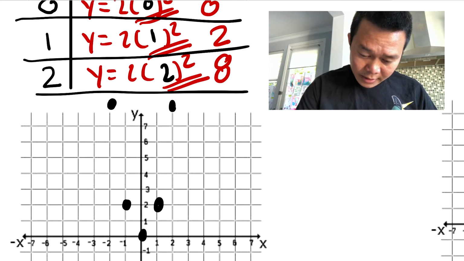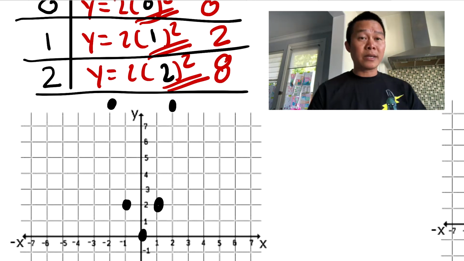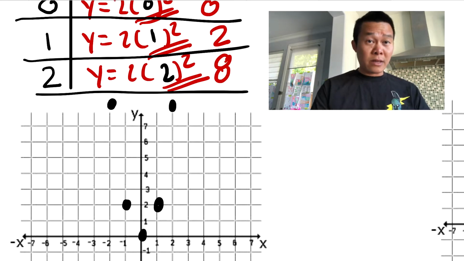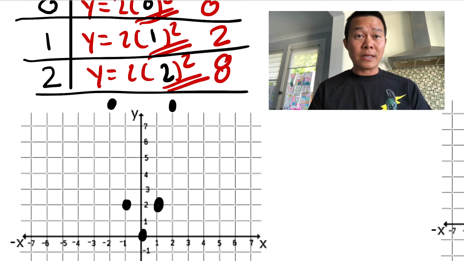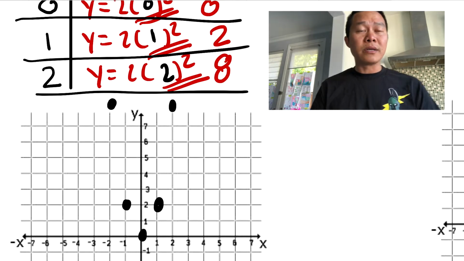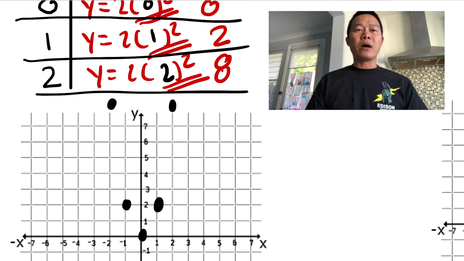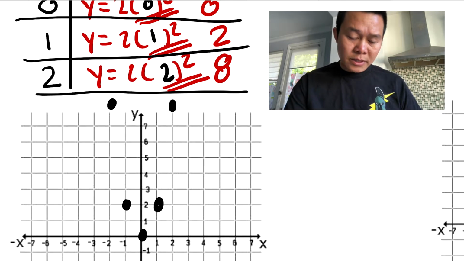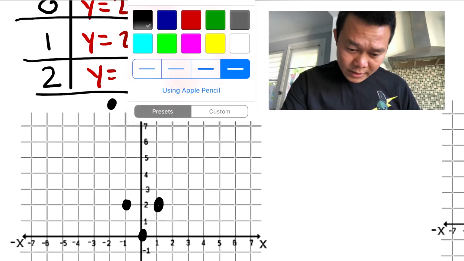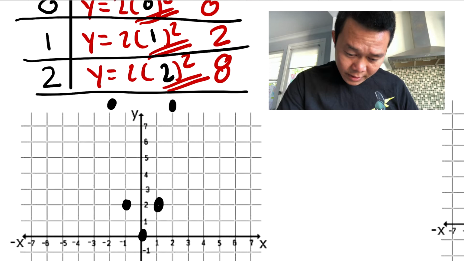Now if you look at the dots that we plotted, it doesn't look like it falls on a straight line. In fact, it doesn't, right? It looks like the letter V, or kind of like the letter U, but it's actually a shape that we call a parabola. All right, so what we're going to do is connect all these points. Let's go ahead and connect all these points, and if you do it correctly, then you should get a graph that looks like this.